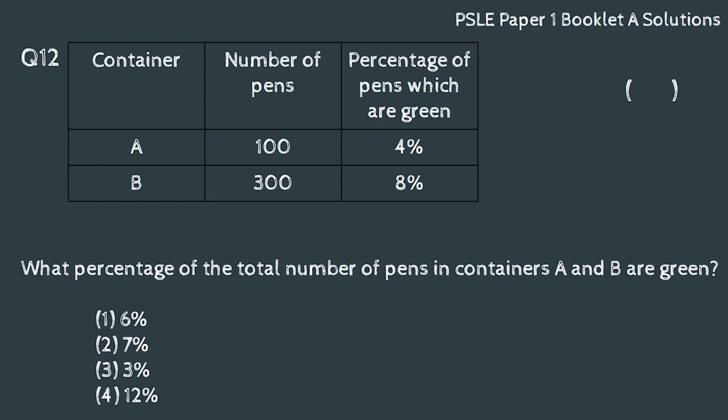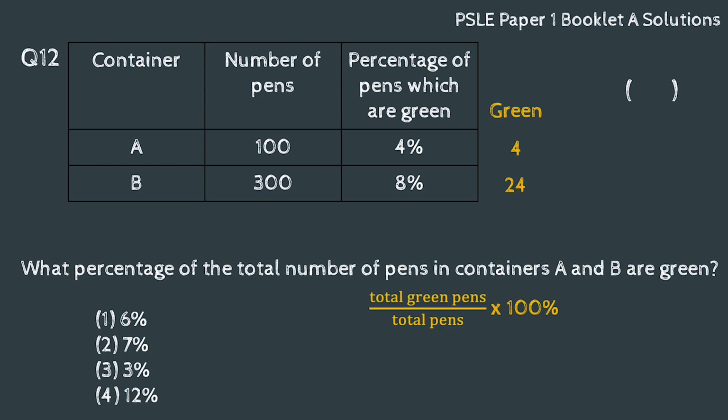First, we calculate the number of pens that are green in A and B respectively. 4% of 100 gives us 4, and 8% of 300 gives us 24. To calculate the percentage of the total number of pens in A and B that are green, we know that the formula used is total green pens over total number of pens times 100%.